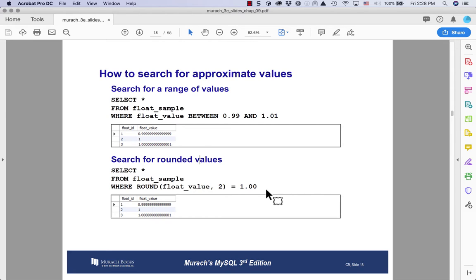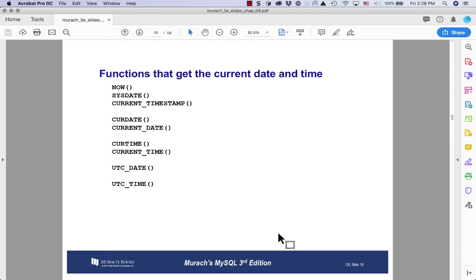The nice thing here is maybe these float values are supposed to represent dollars and cents. And so we want to make sure that if we round to just the level of dollars and cents, they're all considered equal to the value that we're looking for, $1.00. Okay, so that'll work as well. Okay, that's all we had with that.